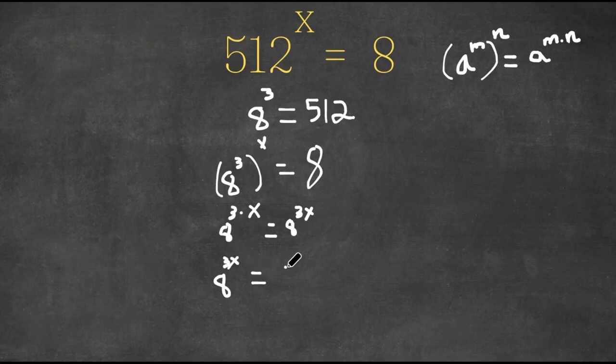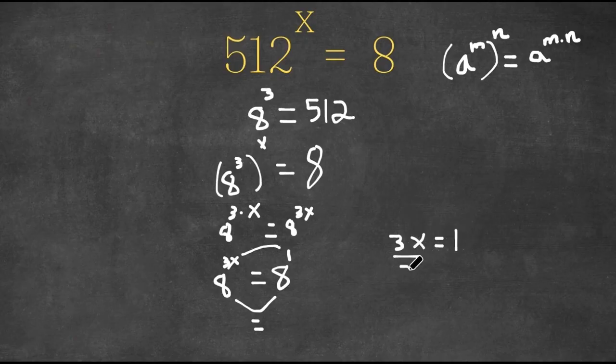equals 8. And now if you notice, our two bases here are the same. These two are equal to each other. Meaning, because our two bases are the same, our two exponents have to be the same as well. And the exponent for 8 is actually just 1, because 8 to the power of 1 is equal to 8. So because our two bases are the same, our exponents have to be the same as well, meaning 3x is equal to 1.